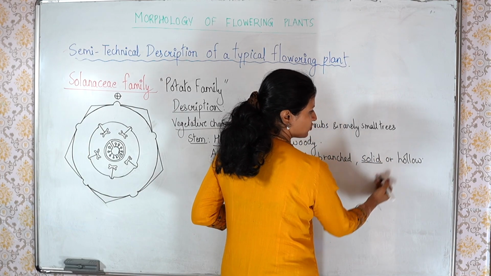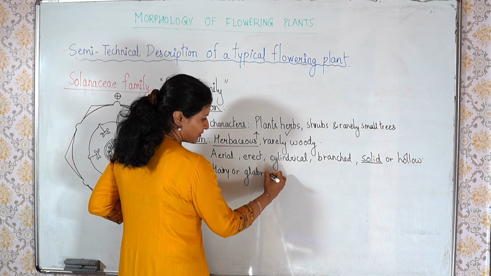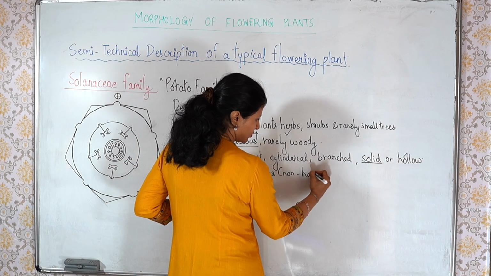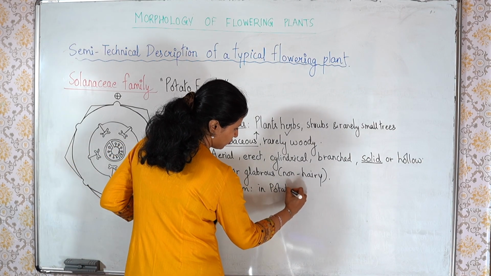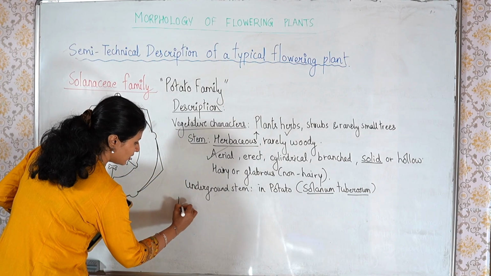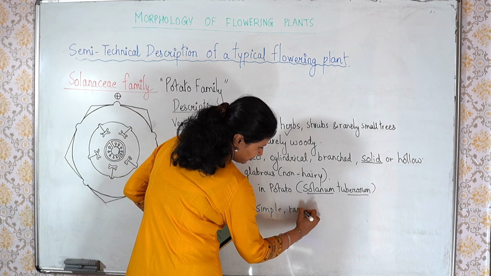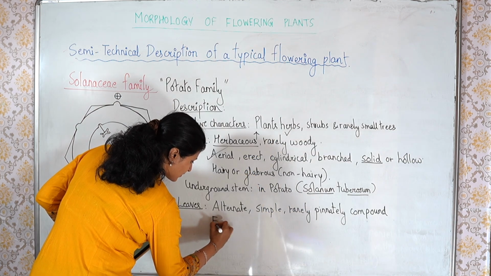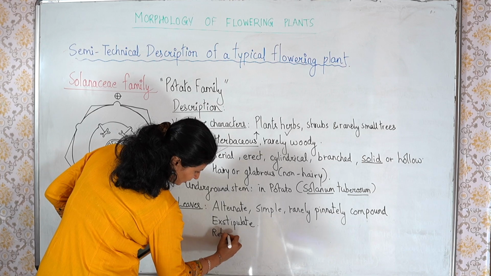Solid means something which is not hollow. It can be hairy or glabrous. Glabrous means non-hairy, smooth. An underground stem is seen in potato, which is Solanum tuberosum. But mainly the stem is aerial and erect. Next, leaves. Alternate phyllotaxy. They are simple leaves, rarely pinnately compound. They are exstipulate, means without stipules, with a reticulate venation.